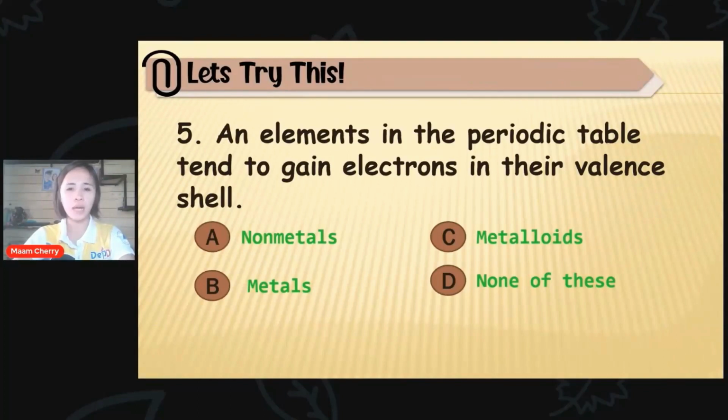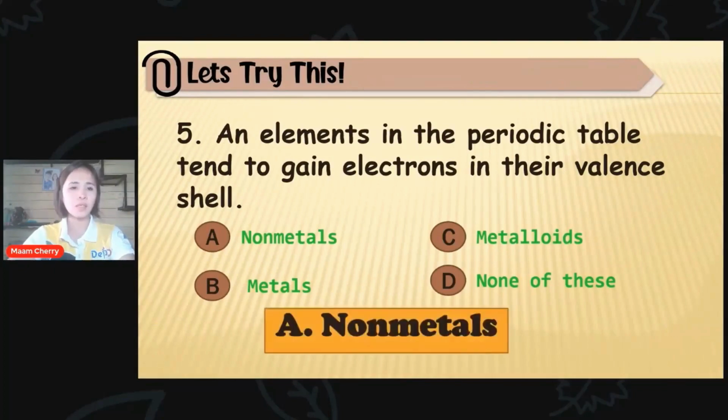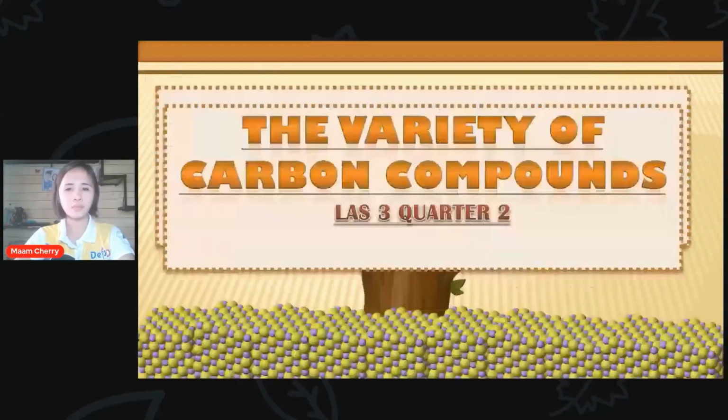Hindi ko na kayo mababanggit lahat. So, the correct answer for number 5 is non-metals elements. So, yun po yung mga nag-gain ng electron. Yung mga naglulus ng electron, yung mga metal elements.